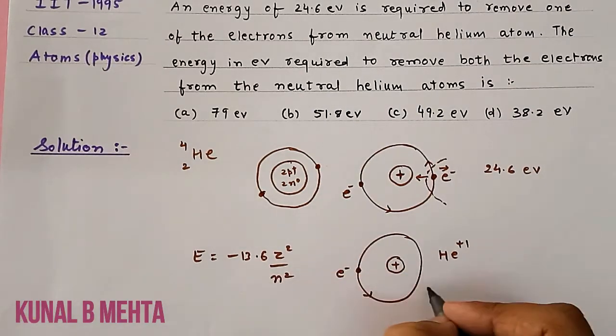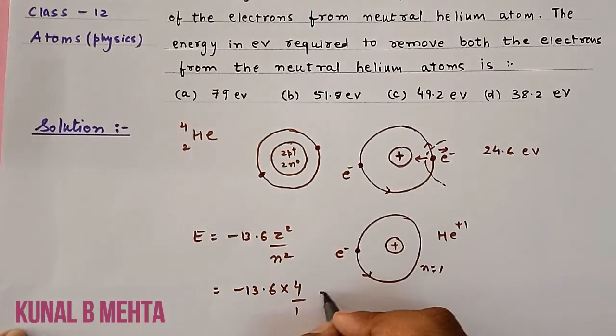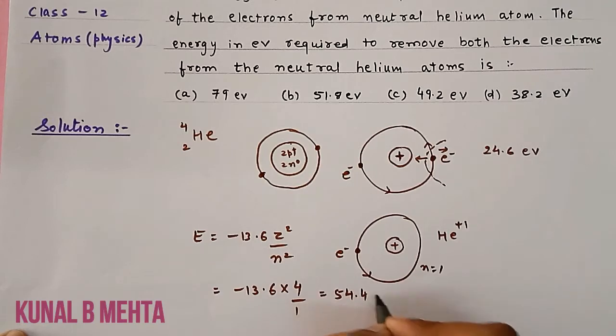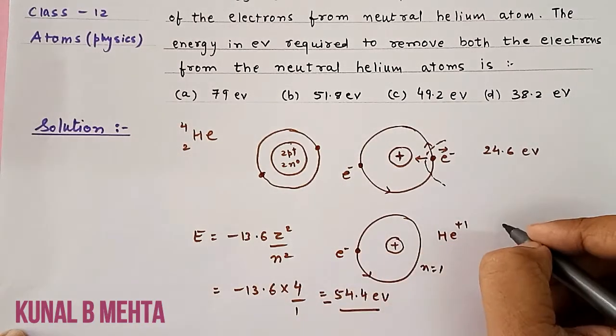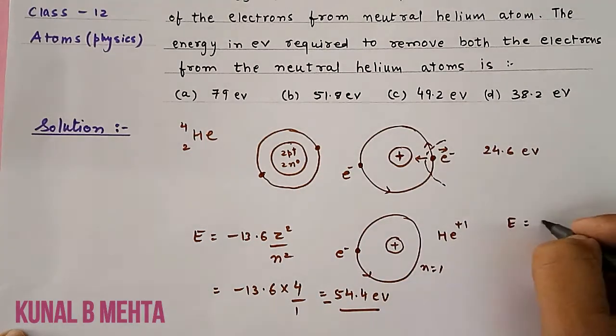So if I substitute N is equal to 1, because this is the first orbit, and minus 13.6 into 4 upon 1, 2 square upon 1. So this answer turns out to be 54.4 eV. That means it is negative, so the total energy of the electron in the first orbit of helium 1 ion, so the energy is minus 54.4 eV.